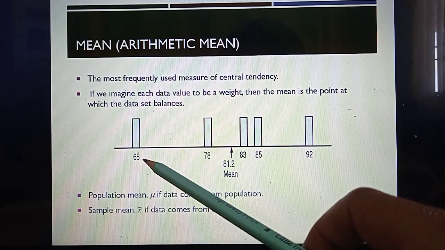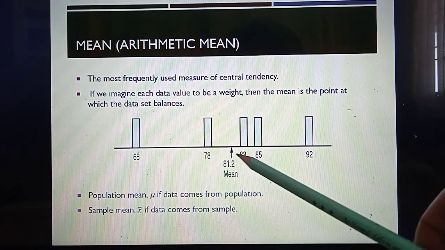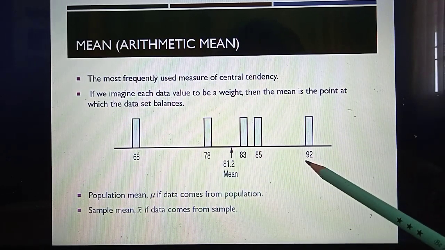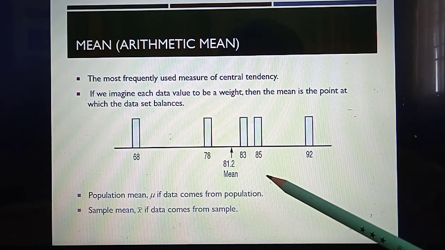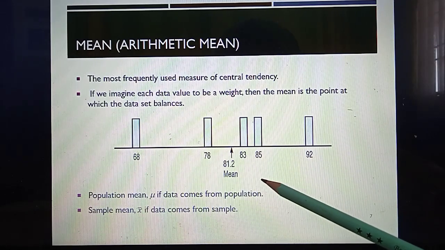So normally kita akan kira, kalau ni data kita 68, 78, 83, 85, 92. So this is like an average. Kita kira average of data.